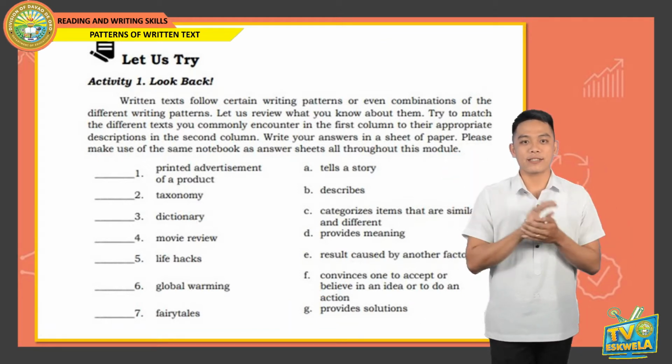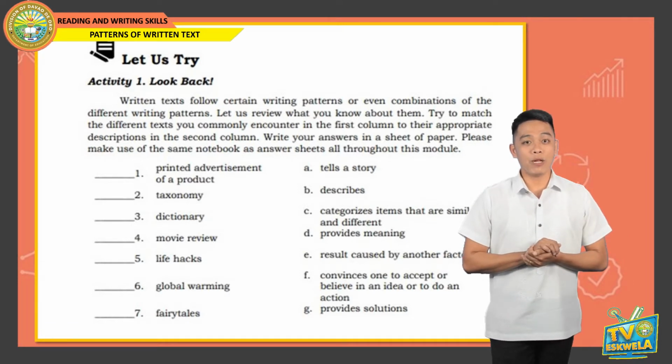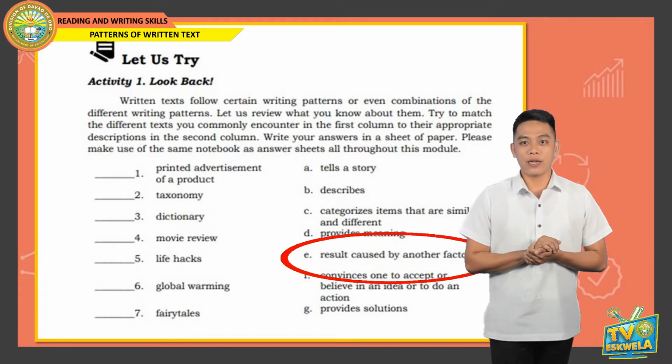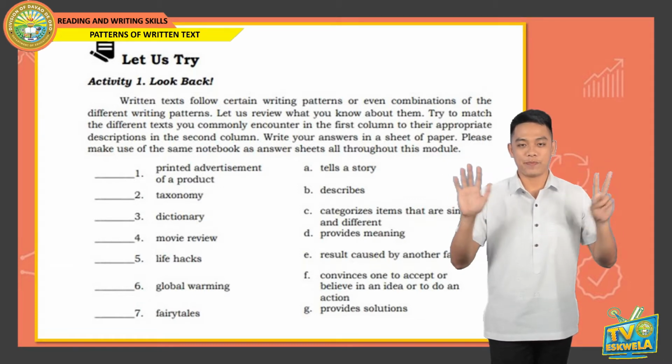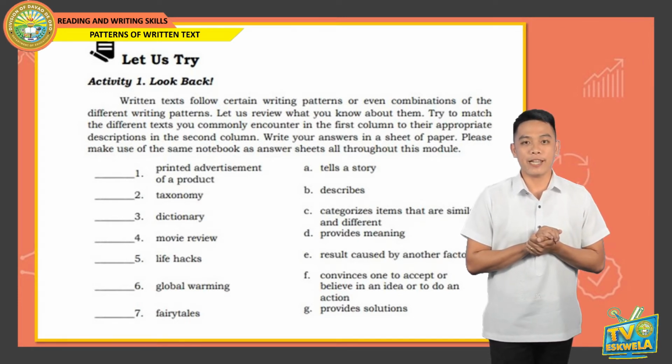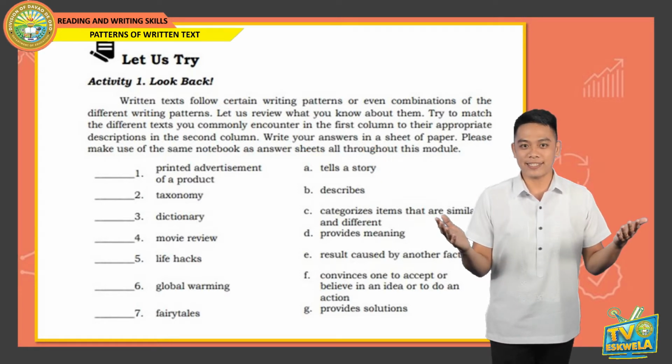Number 6, global warming. The answer for number 6 is letter E. Letter E, result caused by another factor. Number 7, fairy tales. The answer for number 7 is letter A. Tells a story.